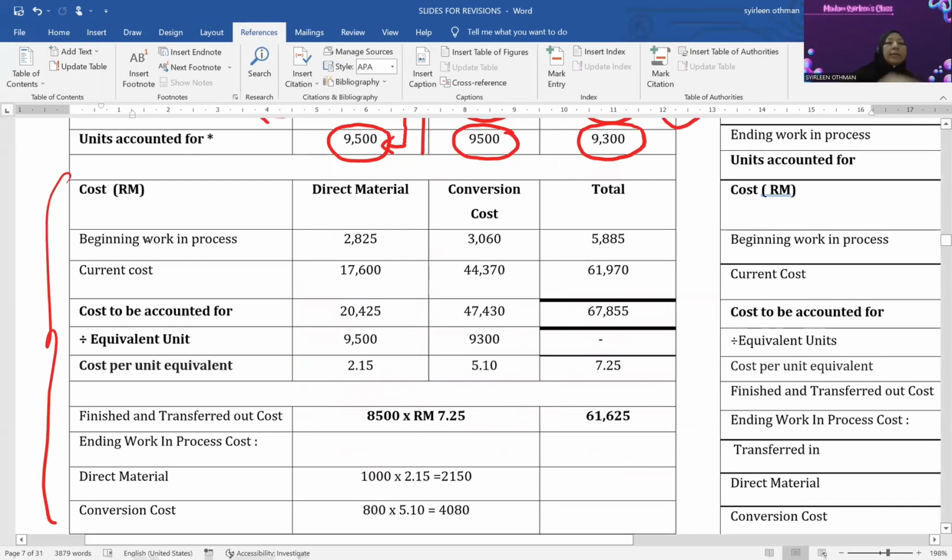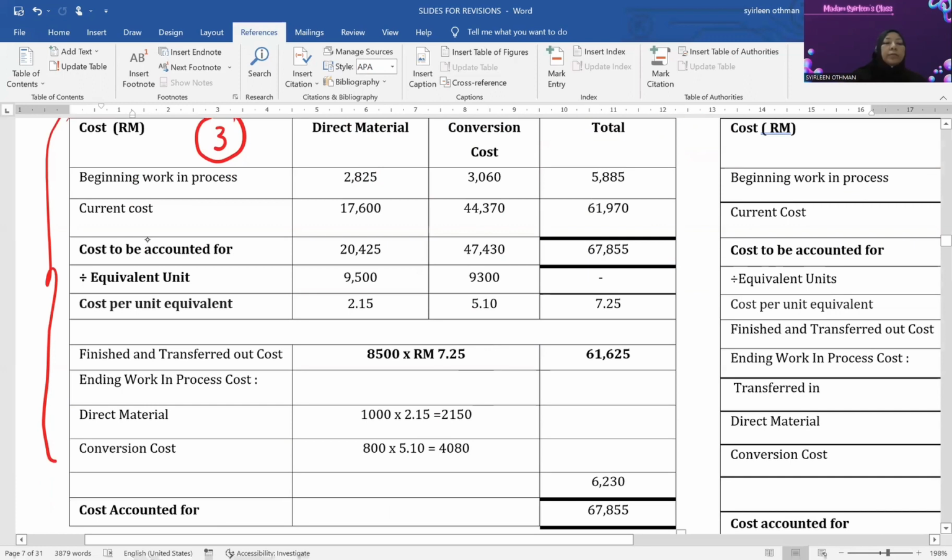The first part, okay, which is part 3. Alright, kita akan kira cost untuk satu produk. And then part 4, kita akan kira ending ataupun completed unit, completed and transferred out cost atau finish and transferred out cost, dan juga ending work in process cost.